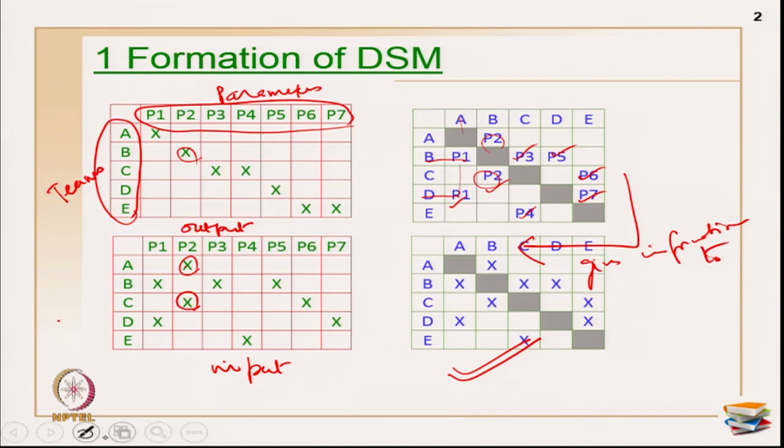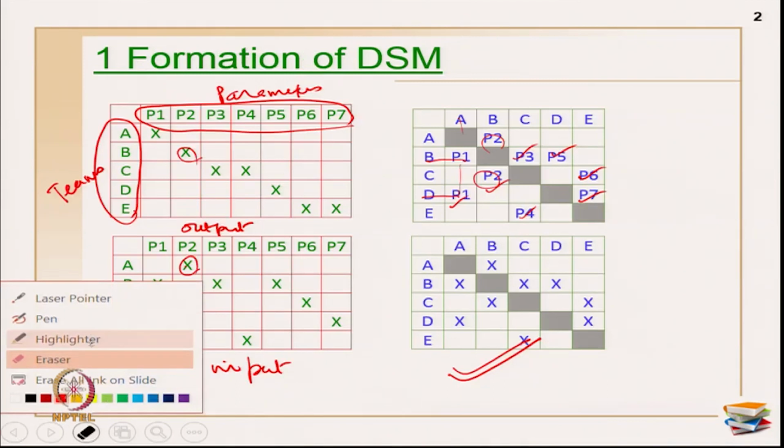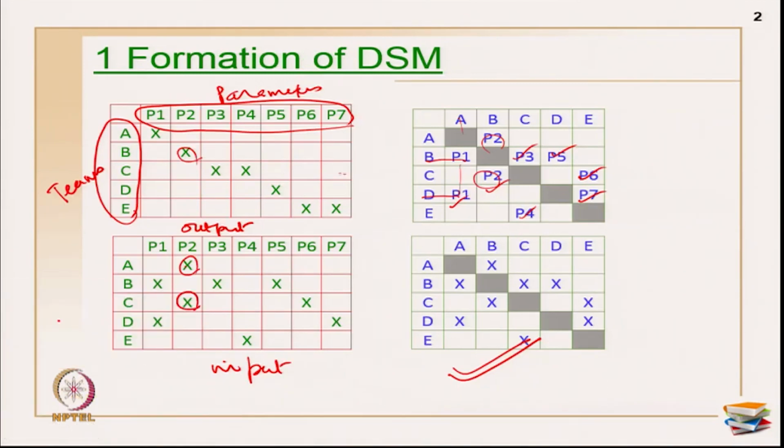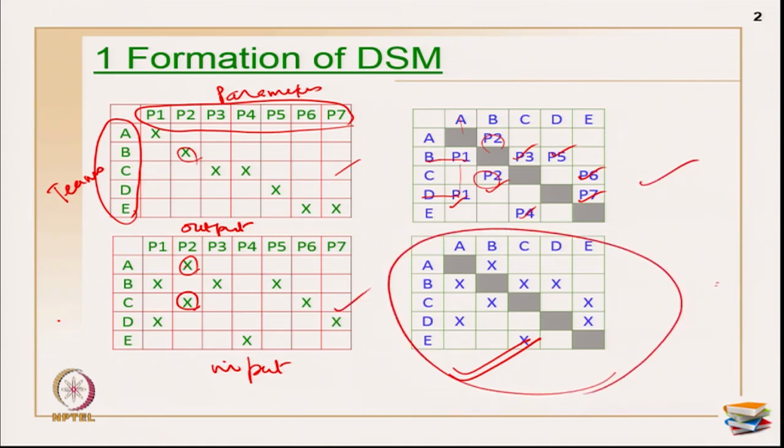Again I am repeating, you can ignore the 1, 2 and 3 steps and you can directly go in doing up this formation of DSM in one go itself, if you are very comfortable in understanding the whole project.